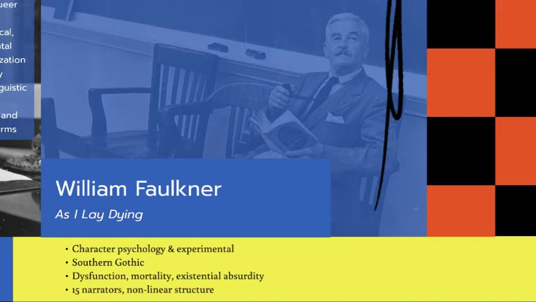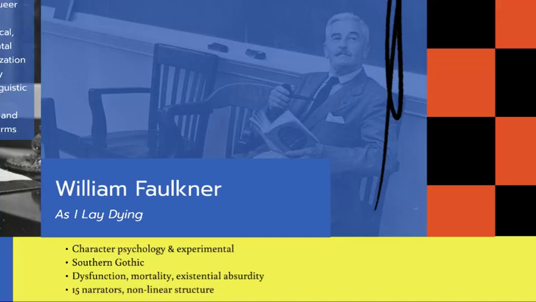All right, let's move on to our third author and text this week, William Faulkner. So, Faulkner, who was born in 1897, was a Southern writer with a very unique narrative voice. His work dives deep into the psychology of his characters, often using experimental techniques. He also won the Nobel Prize in Literature in 1949.